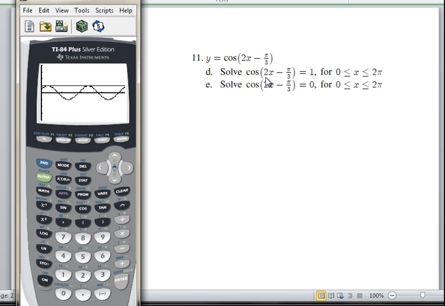But notice here that we have changed the period, right? So our period is going twice as fast. That's what our B is telling us. So we now have more than one solution, okay?